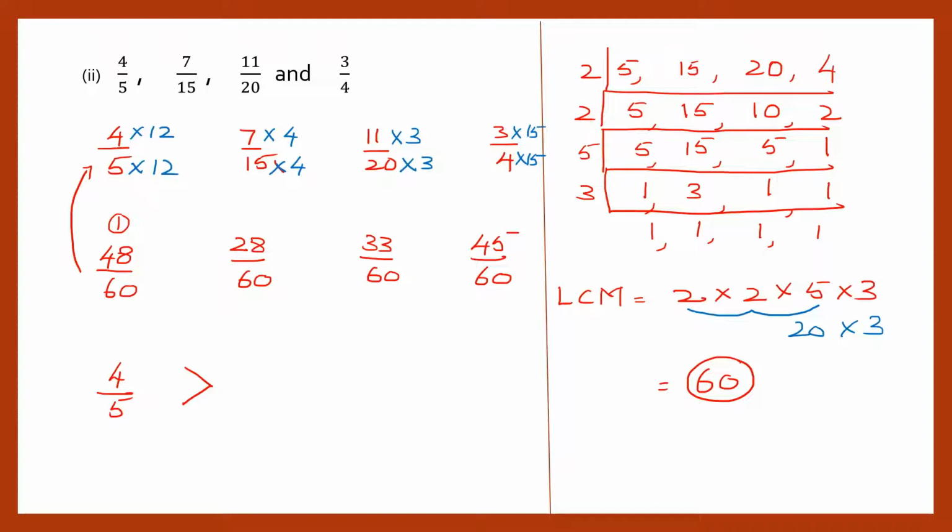Now look at the other three numerators. The greatest is 45. So this will come second. 3 by 4 is greater than 28 and 33, which is the greater number? 33. So this is the third one. So this will come next. 11 by 20. And the last one is 7 by 15. So we have arranged our fractions in descending order. Okay, let's go to the next one.